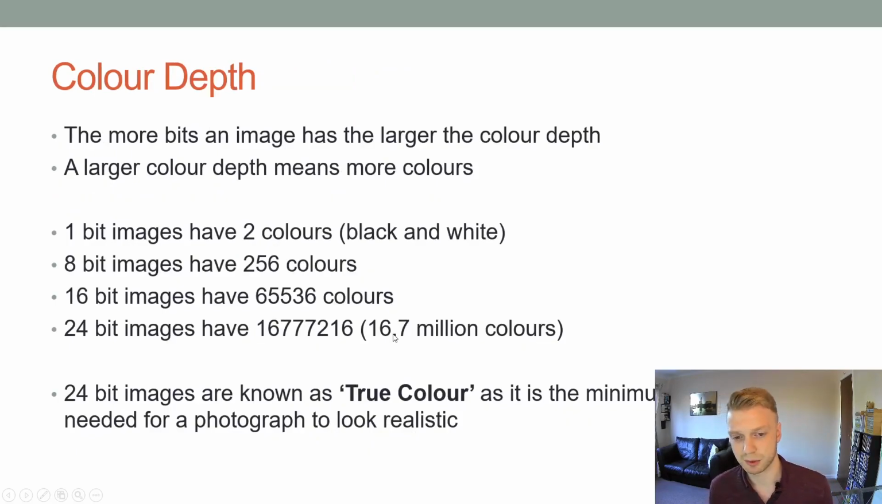Now, why this is important is because it's the minimum amount of colors you need to look realistic, to trick the human eye into thinking it's a real thing. So a decent photo needs to be 24 bits. The name for this, which you can be asked about in the exam again, is true color. Just the color needed to look realistic. So that's bitmaps really. A bunch of pixels.